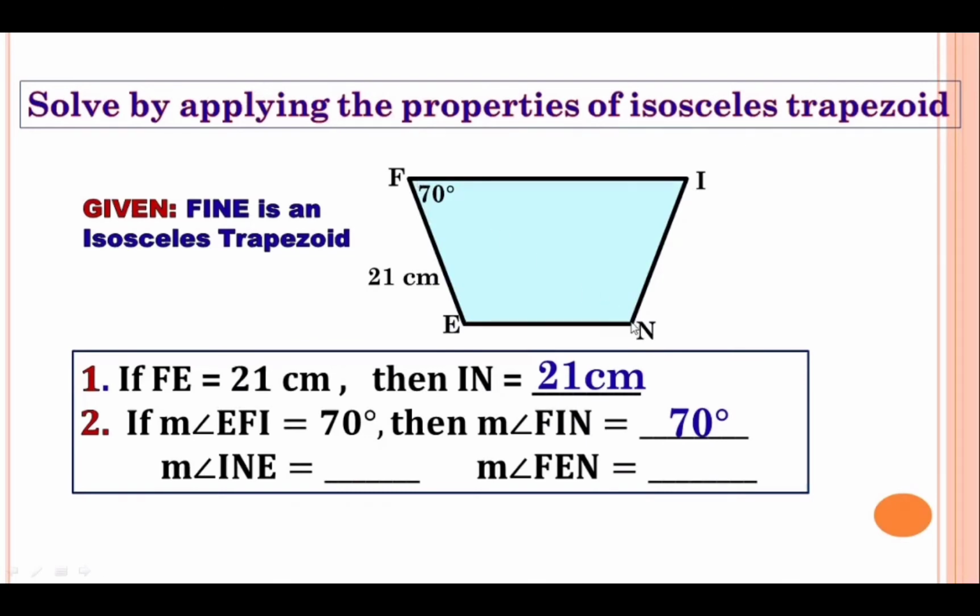So these two angles are opposite angles, and in an isosceles trapezoid, opposite angles are supplementary. So the sum of their measures must be equal to 180 degrees. Therefore, measure of angle INE is equal to 110 degrees. How about the measure of angle FEN? Yes, it is also 110 degrees since measure of angle INE is 110. They are base angles including the same base.